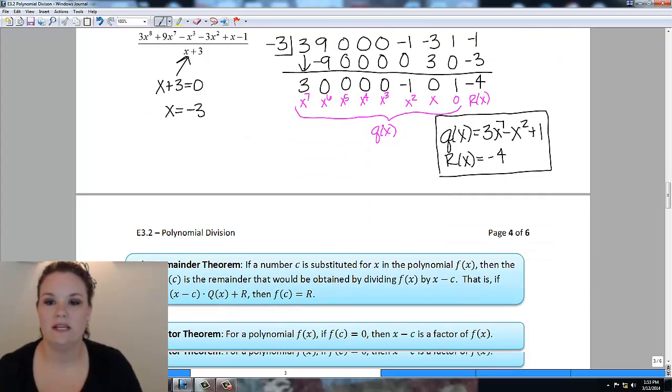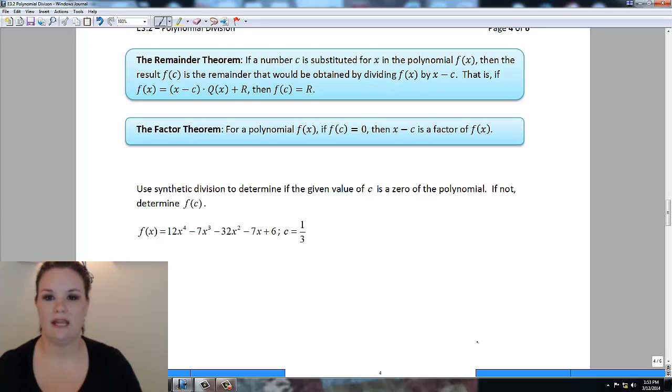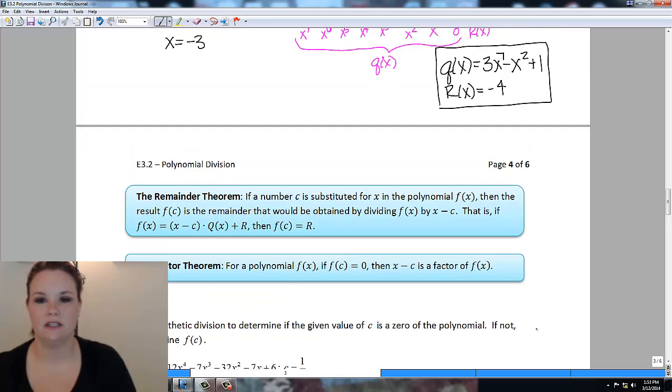So if we look at this next page, we have what's called the remainder theorem. It says if a number c is substituted for x in the polynomial f of x, then the result is f of c. So basically we're plugging c into our function. F of c is the remainder that would be obtained by dividing f of x by x minus c. That is, if f of x is equal to x minus c times our quotient plus our remainder, then f of c equals r. What this means in a nutshell, let me go back up here.